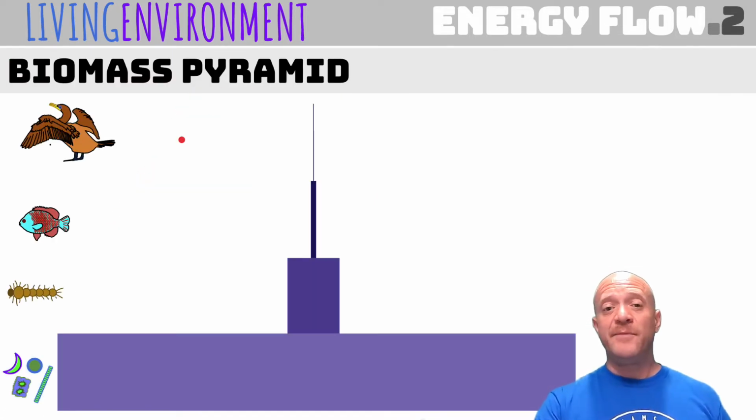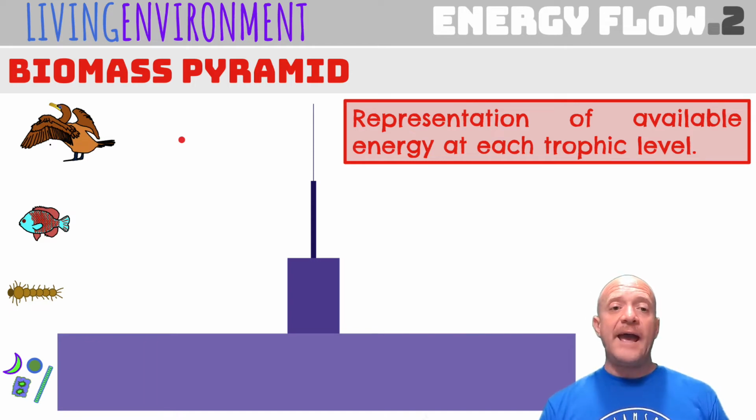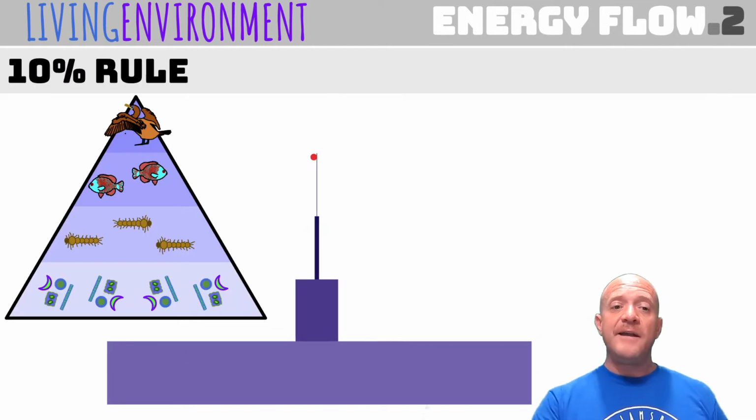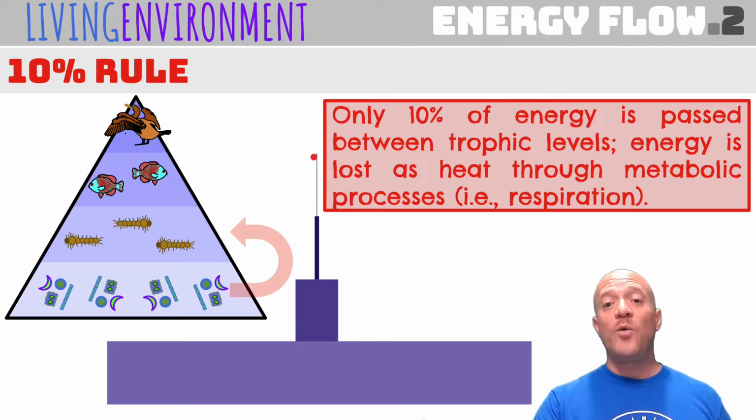Now, a biomass pyramid is slightly different. This shows the representation of available energy at each trophic level. And in most ecosystems, you'll have a lot of producers, and then you'll have a lot less as you go up each trophic level. Now, why is that? That's because of something called the 10% rule. And the 10% rule states that only 10% of the energy is passed between the trophic levels. The energy is lost as heat through metabolic processes, in other words, respiration.